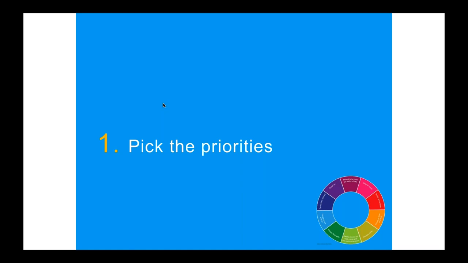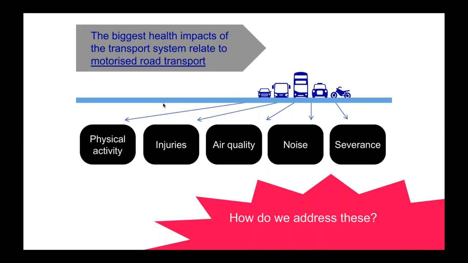So the first key thing was to pick the priorities. So when I first came to Transport for London, there was a good understanding. There were lots of different ways in which health and transport interacted, but there wasn't anyone who could clearly articulate what the big priorities were. So the next slide shows that the five key things to focus on were physical activity, injuries, air quality, noise, and severance. But that was useful for focusing the attention of decision makers on how we manage streets and public spaces, and less on focusing on trains and metro system.